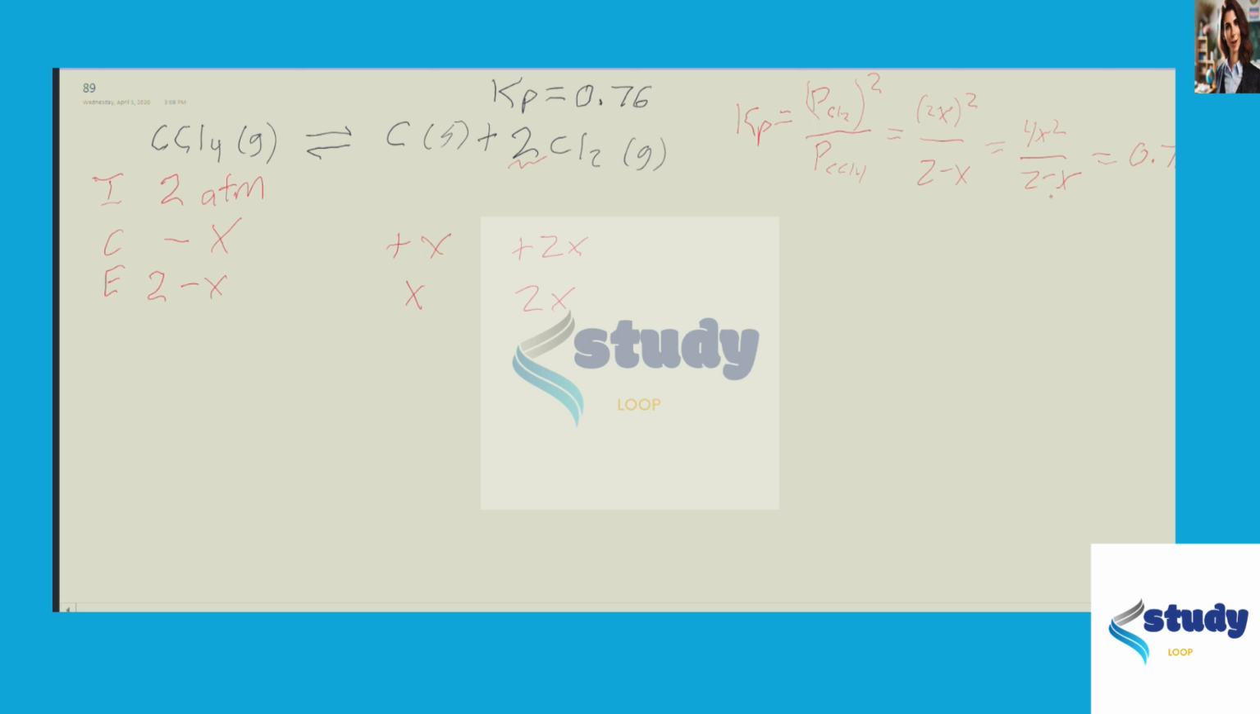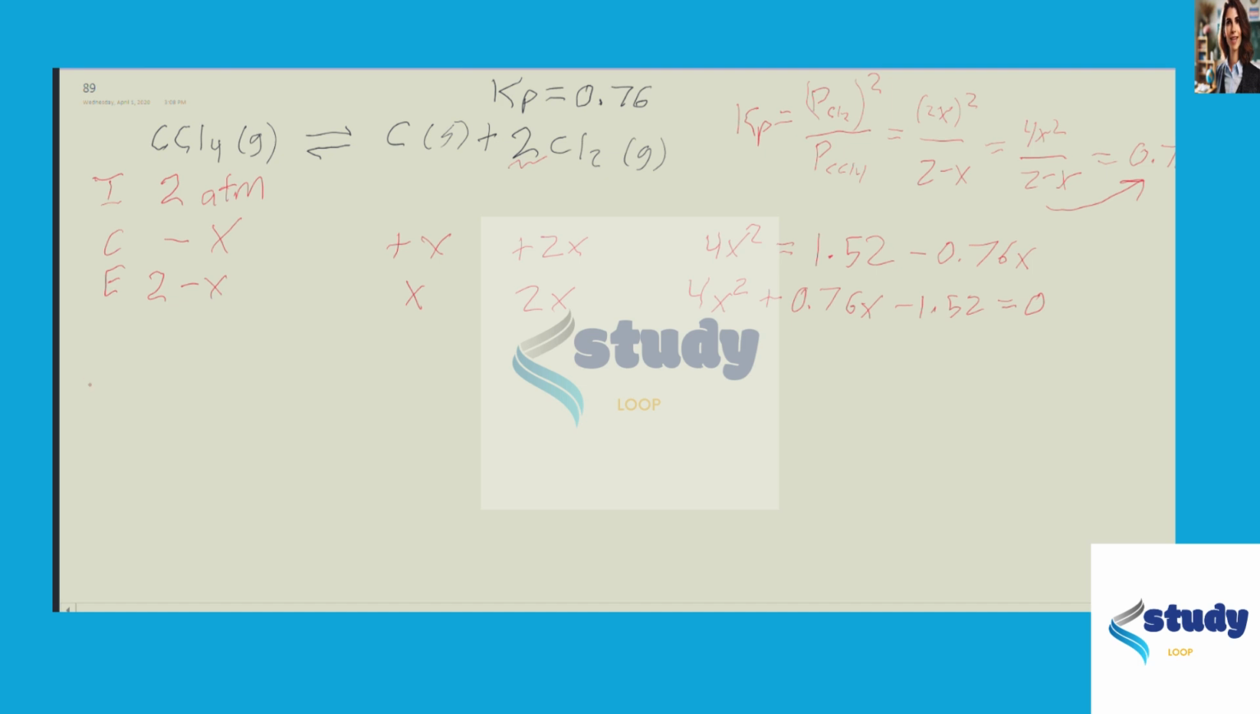I'm going to multiply over this denominator here. So I'm going to get 4x squared equals 1.52 minus 0.76x. To use the quadratic equation, we have to set this equal to 0. So 4x squared plus 0.76x minus 1.52 equals 0.